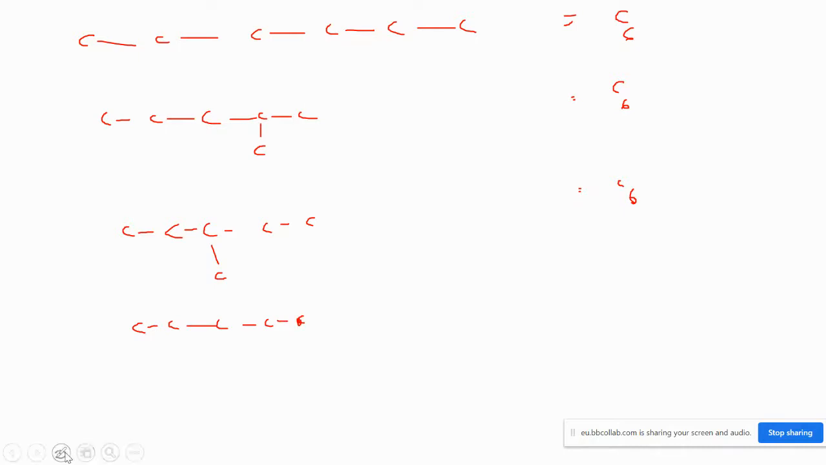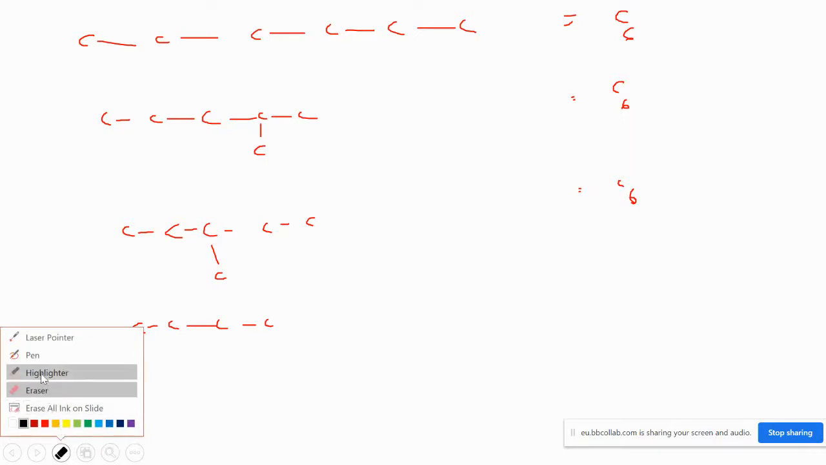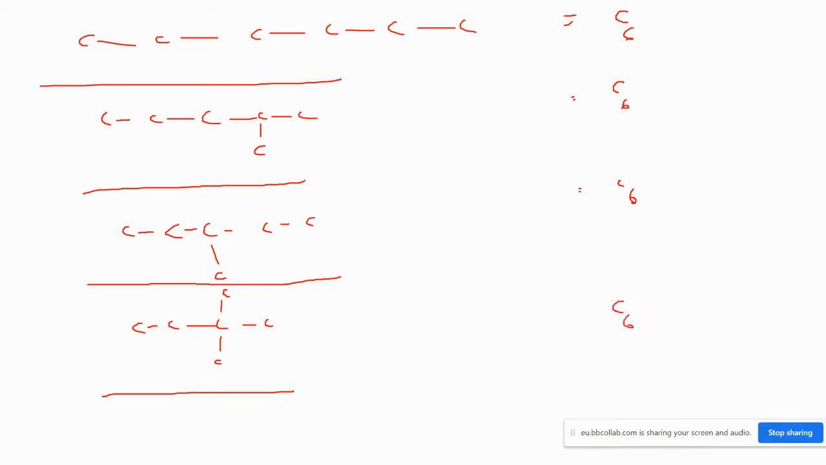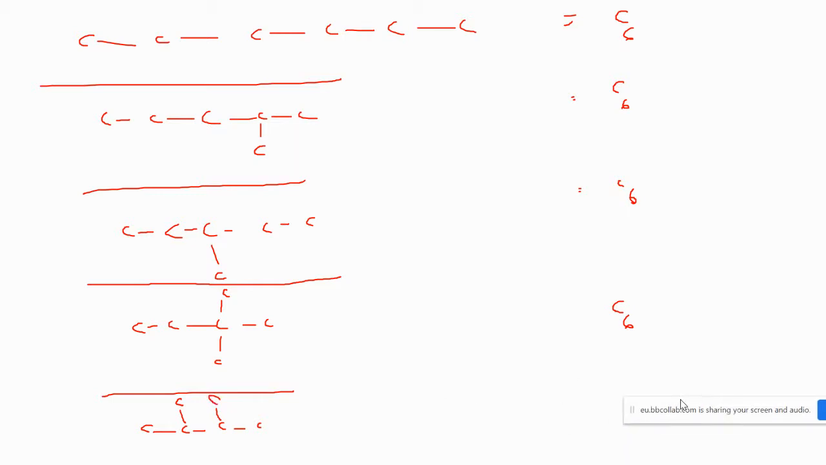Okay, now I will make another one. This is a different one. Okay, let me draw a line. How many carbon we have in this one? 6 again. And then if I do like this, how many carbon we have again? 6. Good. So it means all these structures, they have 6.